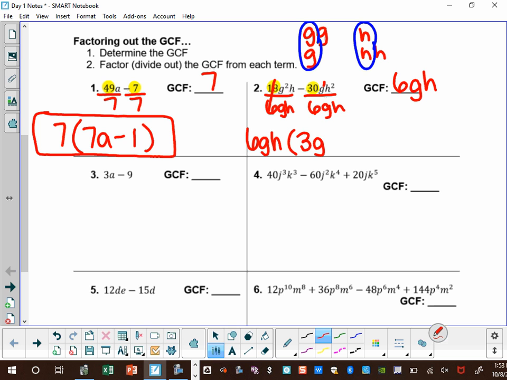H divided by H, those disappear, right? Then I have negative 30 divided by 6. What does that mean? Good, negative 5. And then I have basically G over G. That cancels out. And then H to the second divided by H. I'm left with how many H's? 1H.